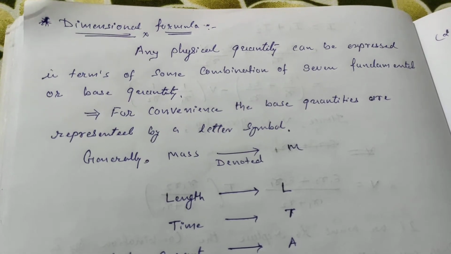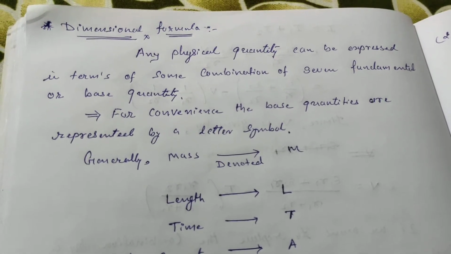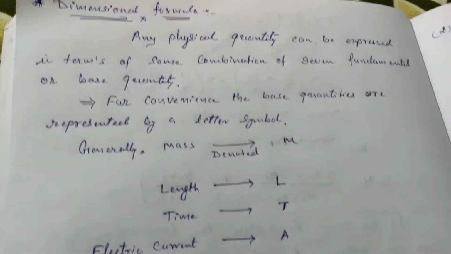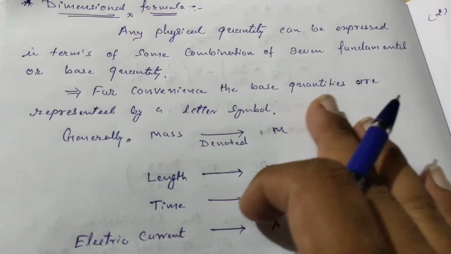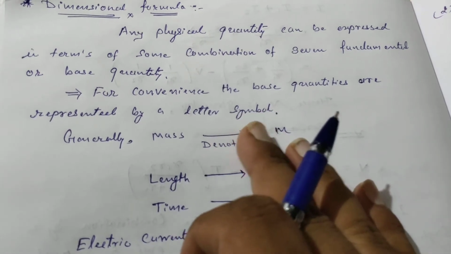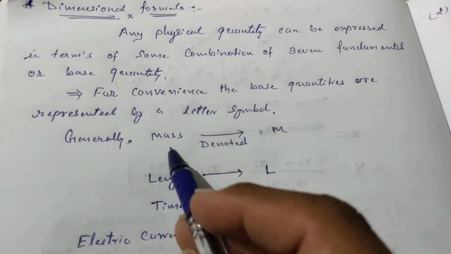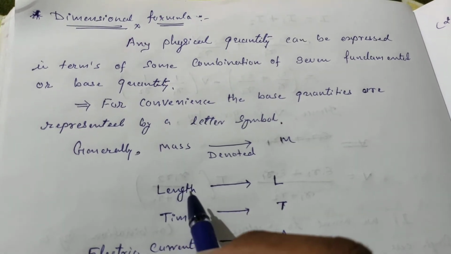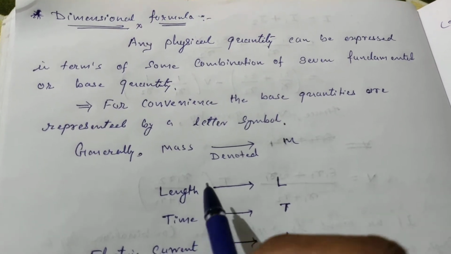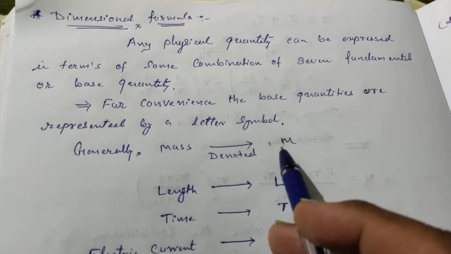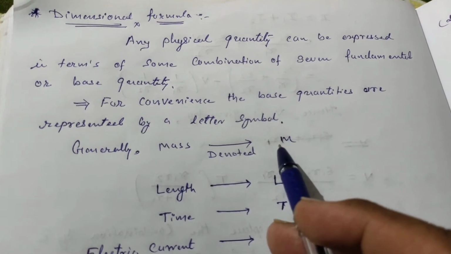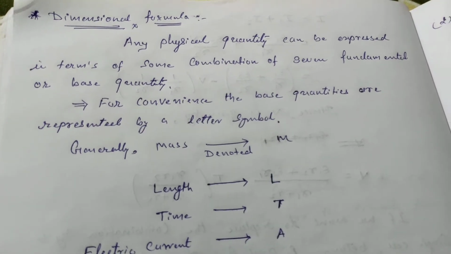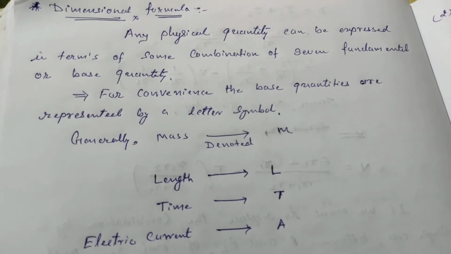For each and every base quantity in dimensional formula, it is symbolized by its first capital letter. Okay, so see, for convenience, base quantities are represented by a letter symbol. For example, mass. If such a physical quantity possesses mass, in that case mass is denoted by capital M. Remember, here only the capital first letter is acceptable, the rest we do not have to accept.